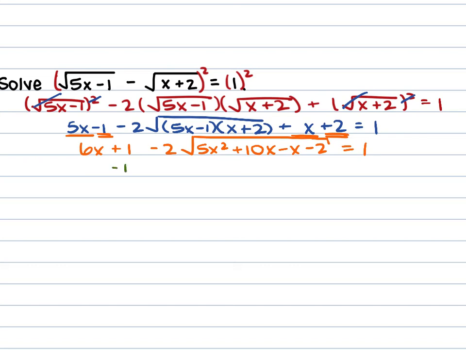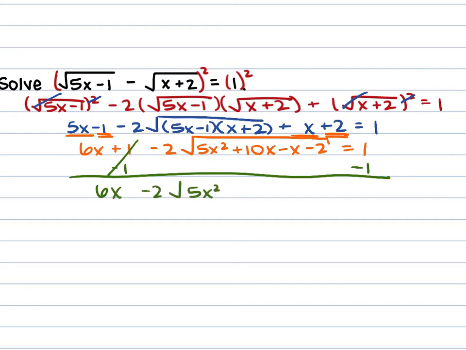From here, we're going to subtract the 1 from each side to move over anything that's not the radical. So we have 6x minus 2 times the square root of 5x squared. We're going to combine those like terms underneath. Plus 9x minus 2 underneath that radical. And that's equal to 0 now.